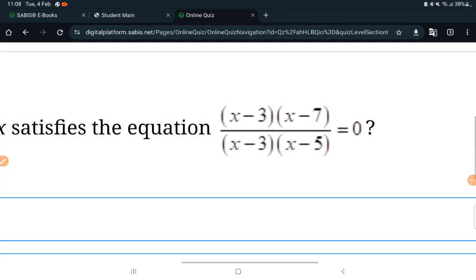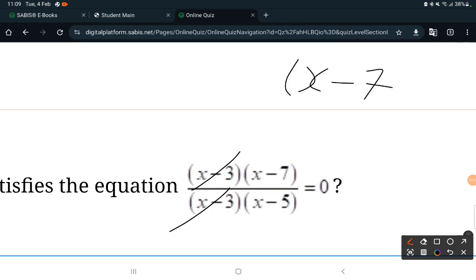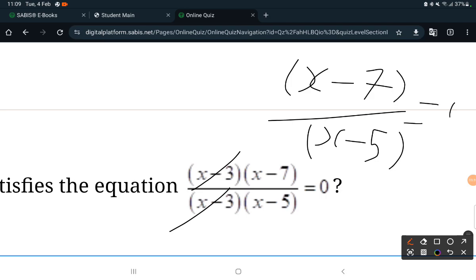Okay, here, as we said, we only cancel out and forget about the denominator when there are no common factors between the numerator and denominator. Here we have x minus 3 in the numerator and x minus 3 in the denominator. We can cancel that out, so we'll get x minus 7 over x minus 5 is equal to 0. We have no more common factors, so we can just forget about the denominator, as we said in the previous question. So we have x minus 7 is equal to 0.